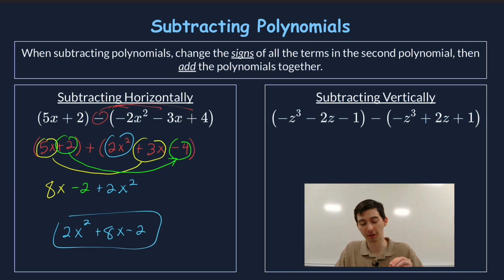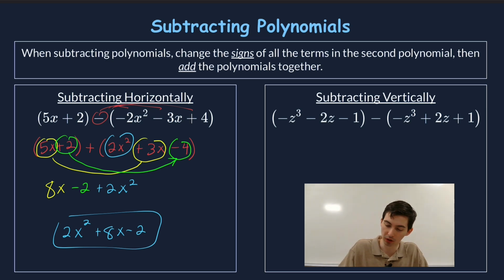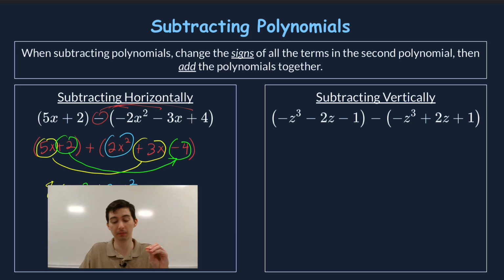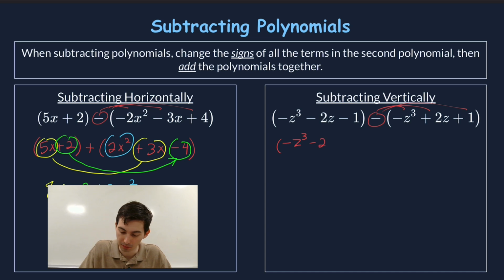Let's try this one now vertically. We're going to, once again, change all the signs first. So I'm going to take this and change all of those signs. So I've got negative z cubed minus 2z minus 1 is my first polynomial. And I'm going to add that now to my changed second polynomial, which is going to be a positive z cubed minus 2z minus 1.